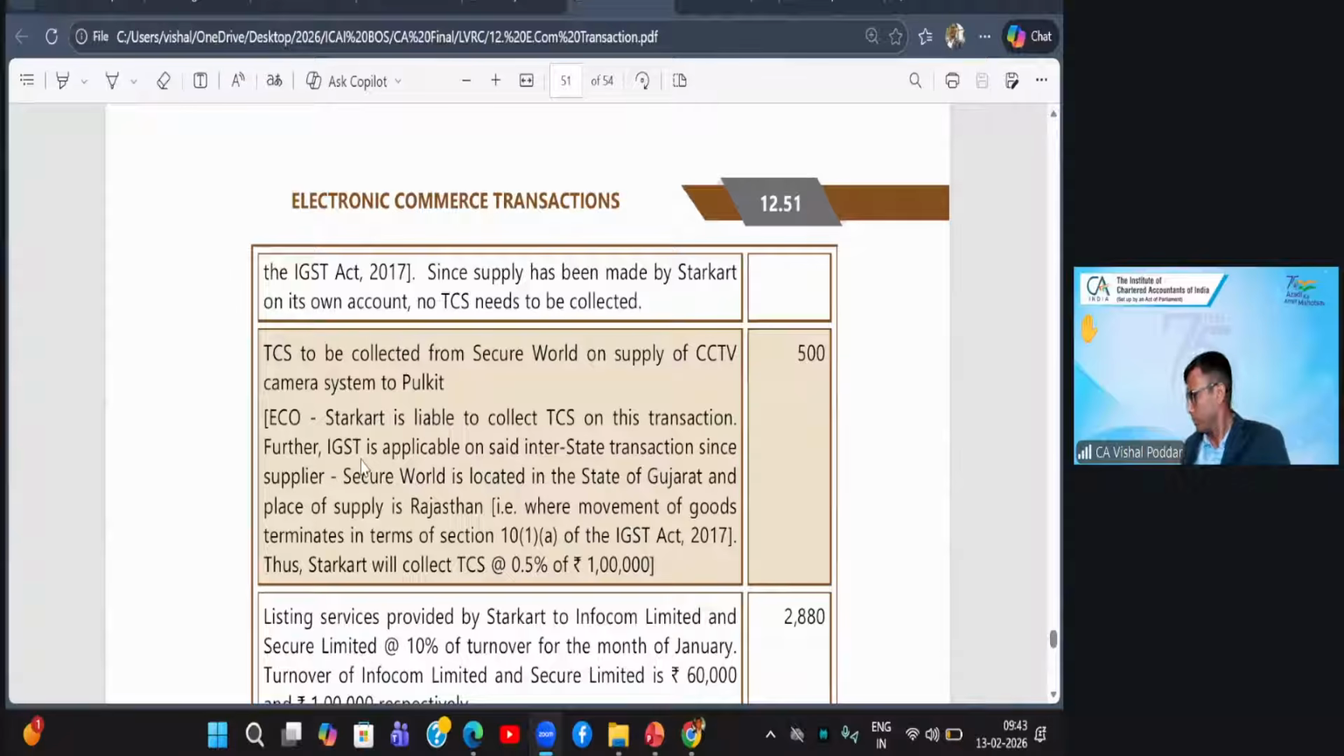Fine. TCS to be collected from Secure World on supply of CCTV camera system to Pulkit. ECO Starcart is liable to collect TCS on this transaction. Further, IGST is applicable on the said interstate transaction since supplier Secure World is located in the state of Gujarat and place of supply is Rajasthan. Therefore, that is where movement of goods terminates in terms of Section 10(1)(a) of the IGST Act 2017. Thus, Starcart will collect TCS at 0.5% of rupees 1 lakh.